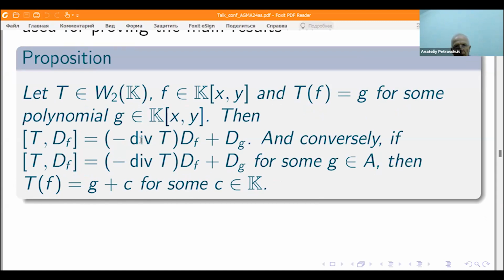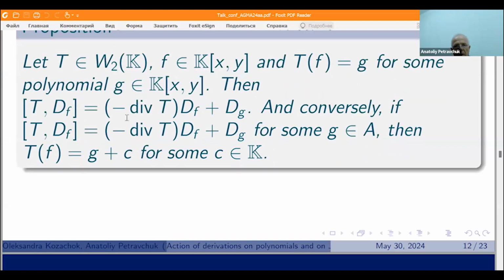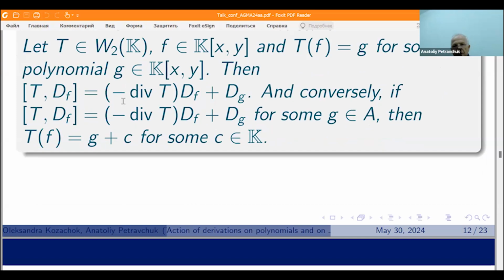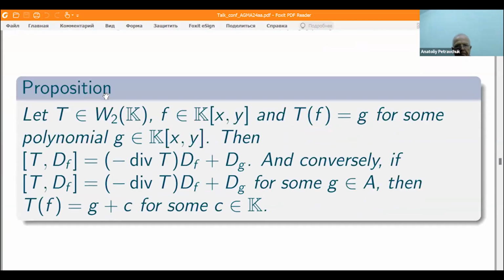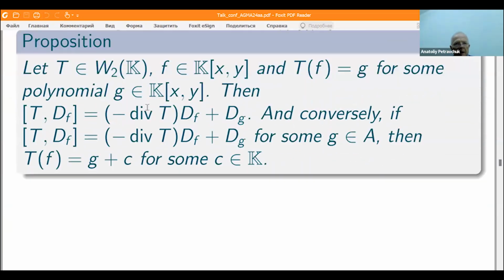This polynomial, minus divergence of T, is a mysterious polynomial, because such an eigenvalue appears while we study integrating factors for some differential equations and in other parts of algebra. In the next proposition, using this fact, let T belong to W_n(k) be a derivation, f a polynomial, and T(f) equals g.